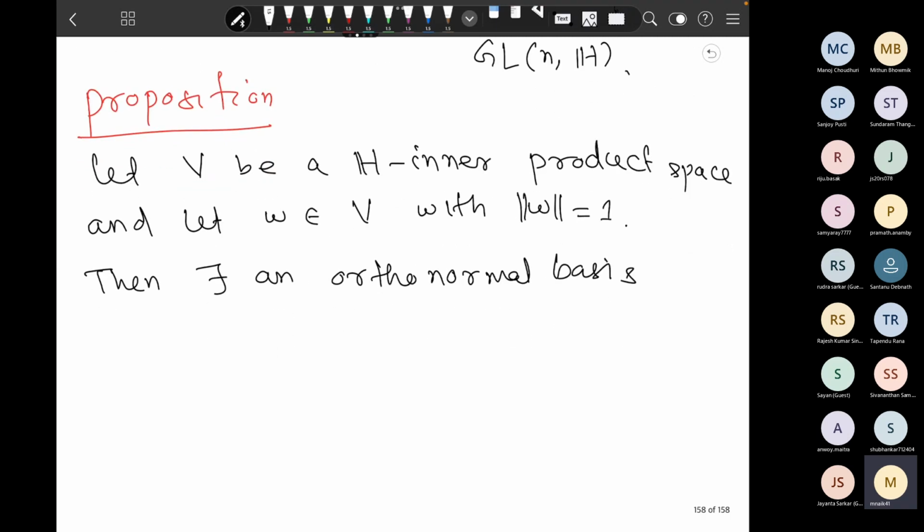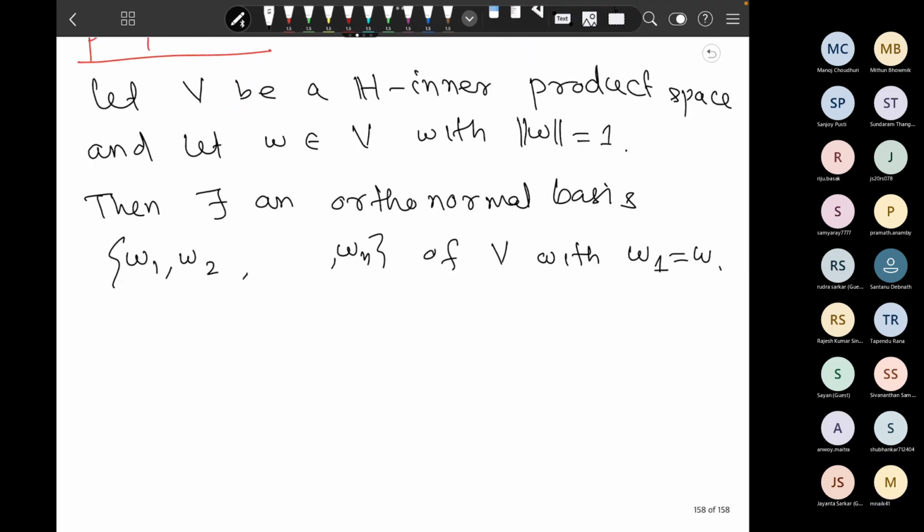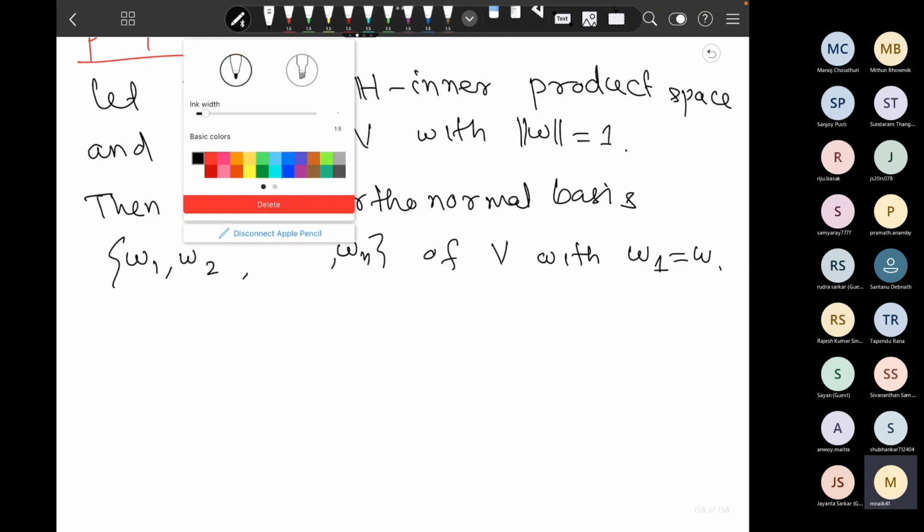W1, W2, ..., Wn of V with W1 equal to W. This is a very Euclidean type result, so the proof is very simple.